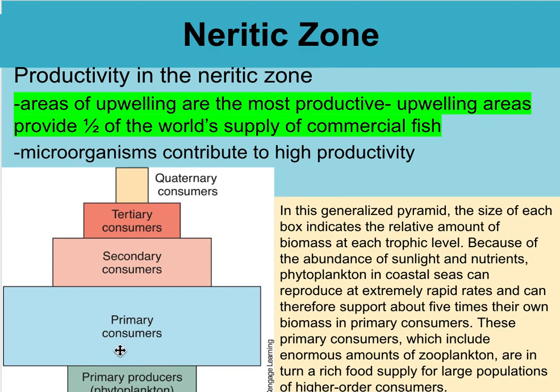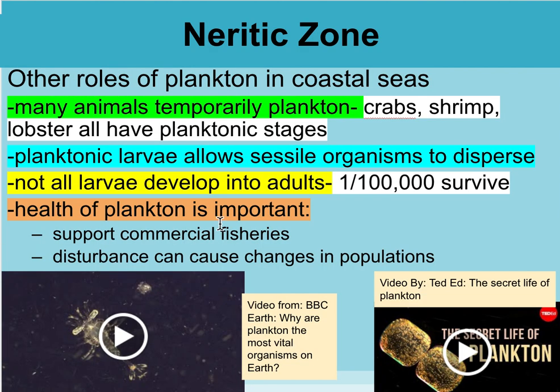Additionally, not on this energy pyramid is all of the dead and decaying matter, and a lot of times these primary consumers will go straight towards the detritus and eat that directly. In the Neritic zone, you'll also have a lot of plankton that is only temporarily plankton. So I put crab, shrimp, lobster. These are all organisms that are only plankton for a little bit before they switch and grow into another phase.